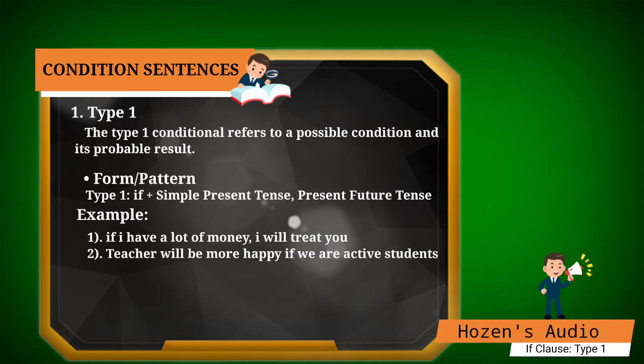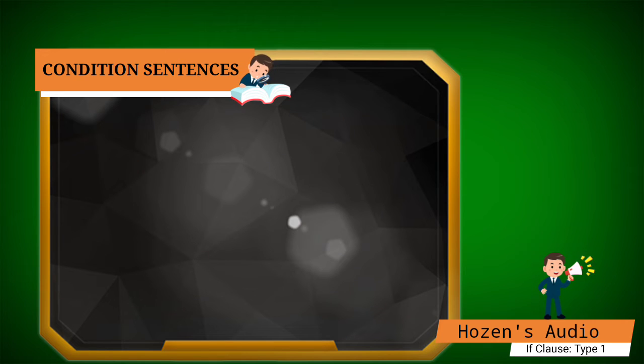Okay, here I will make it clear to you all. As I have explained, the form of type 1 is if plus simple present, as the if clause, and then plus simple future. The simple future here is the main clause. Okay, I think that is the explanation about the definition of conditional sentences and the definition of type 1.